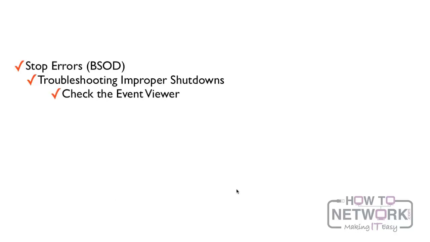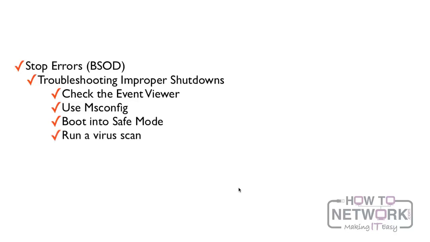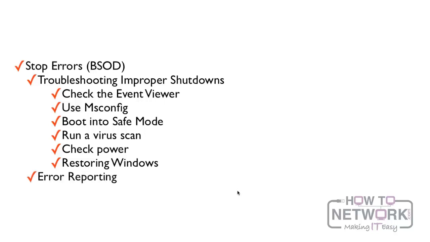Then we'll talk about troubleshooting these improper shutdowns, including checking the event viewer, using msconfig, one of our favorite tools, booting into safe mode via the advanced boot options menu, pressing F8, running a virus scan program, something not built into Windows but highly recommended, checking the power source, and finally, if nothing else works, restoring or recovering Windows. Finally, we'll just look at error reporting, something that happens with less intense, less difficult to recover from errors.